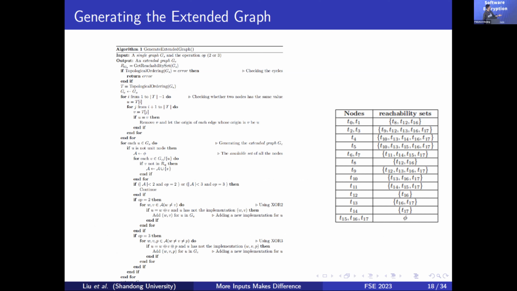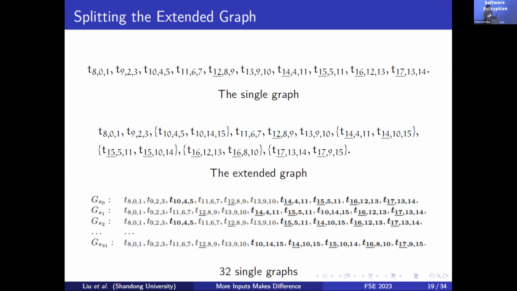In the table, for each node, there is at least one path from the node to its reachability set. And then the next question is how to split the extended graph. Because the extended graph is wrong in hardware, we cannot use it. So we propose a simple method. We can choose every implementation of a node in the extended graph.